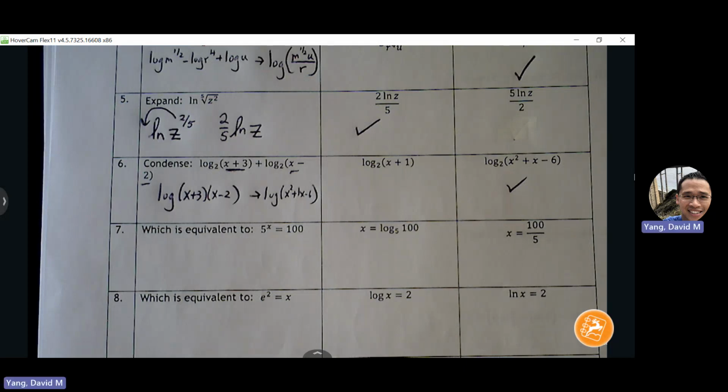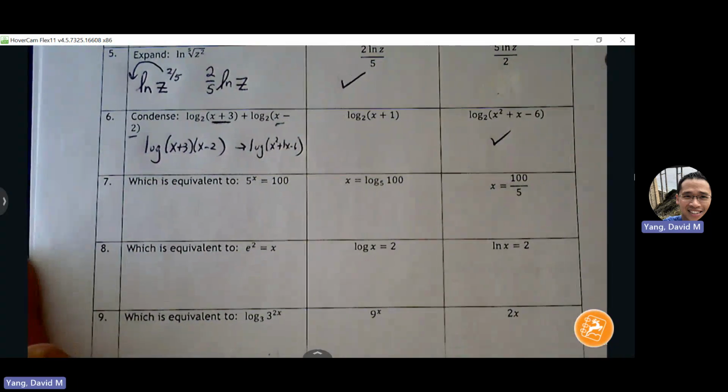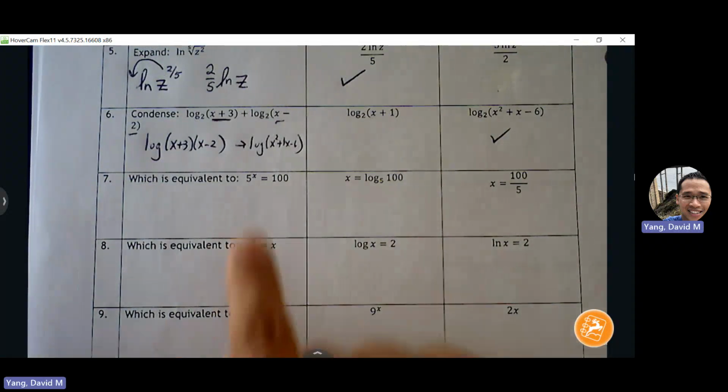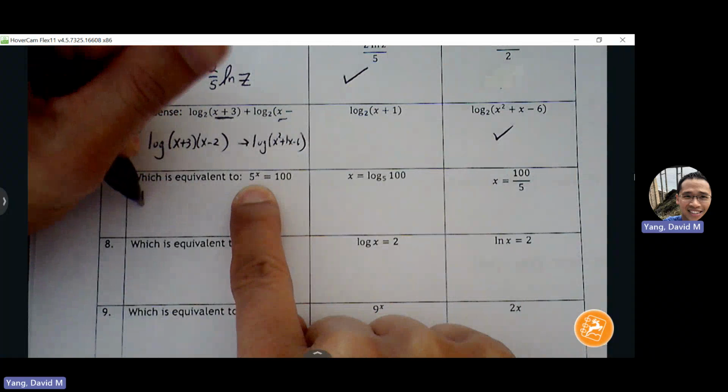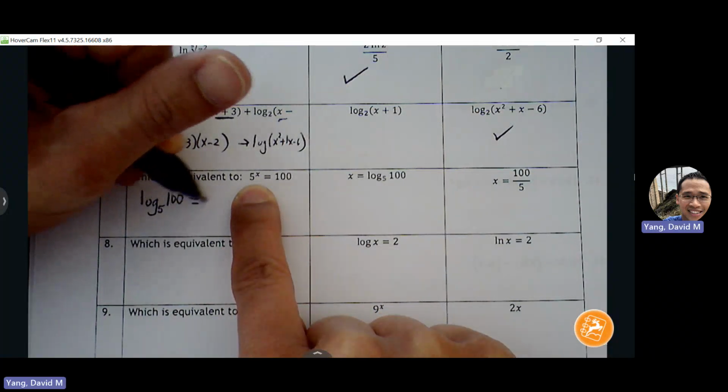Number 7, what's equivalent to 5 to the x equals 100? We know that anytime we're dealing with logs, we are trying to get the exponent by itself. So the exponent is by itself. The base is 5, so log base 5 of 100 is equal to x.